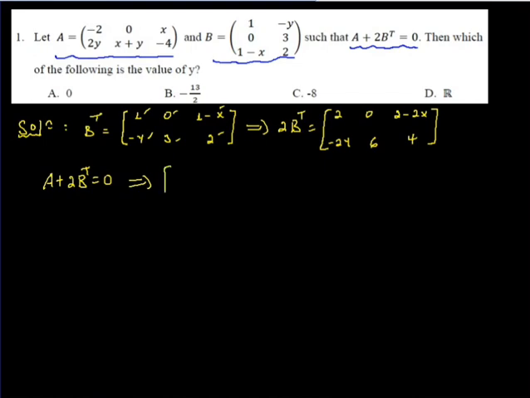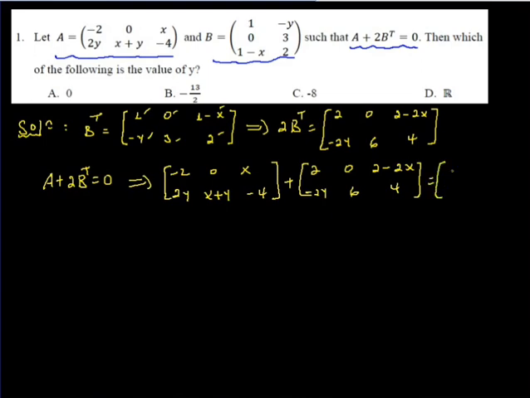Now let's add. A plus 2 times the transpose of the matrix B is equal to 0, which implies our matrix A, which is minus 2, 0, x, 2y, x plus y, minus 4, we add with twice the transpose of the matrix B, which is 2, 0, 2 minus 2x, minus 2y, 6, 4, is equal to 0, but this 0 is a 0 matrix with dimension 2 by 3.